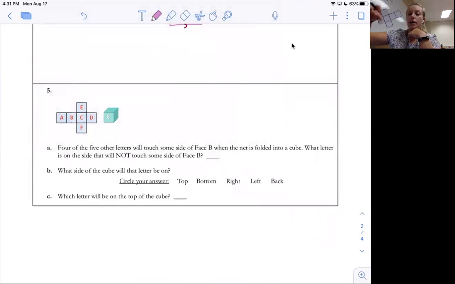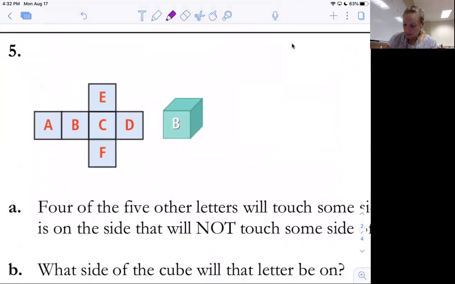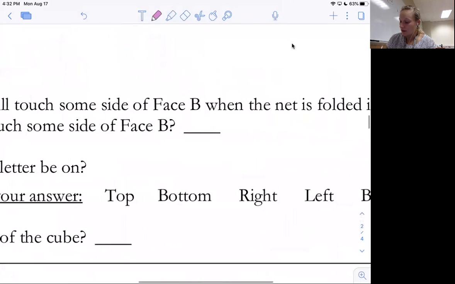You can use your manipulative that we did at the beginning, or you can just kind of think your way through this. It says 4 of the 5 other letters will touch some side of face B when the net is folded into a cube. What letter is on the side that will not touch face B? Okay, so if I just highlight B right here, I can physically see that A and C are already touching it. And then when I loop E down and F up, I know that those will also touch it. That leaves me D, as in dog, will never, ever touch face B.